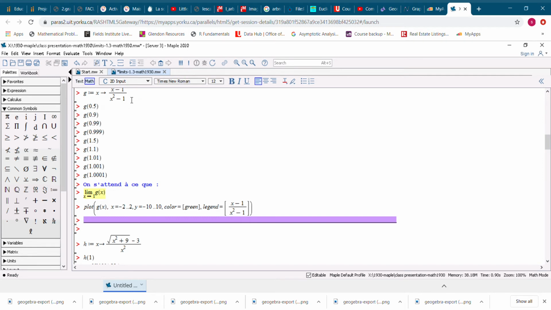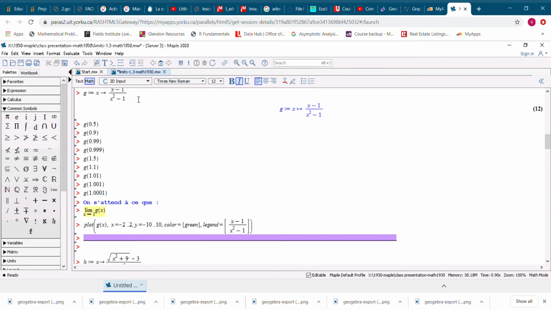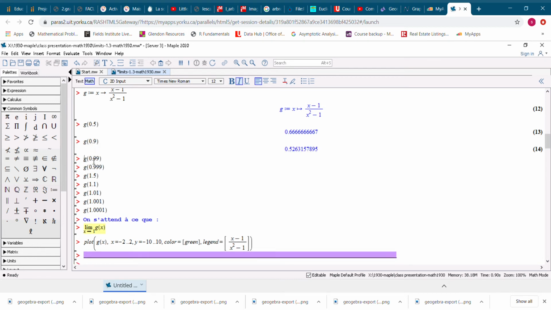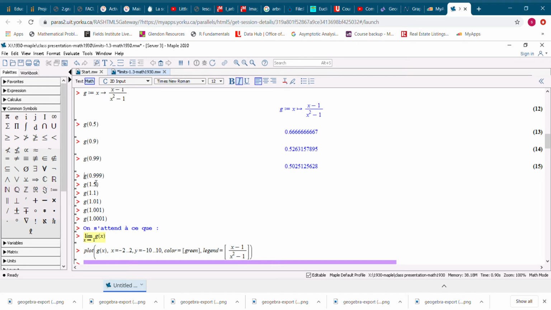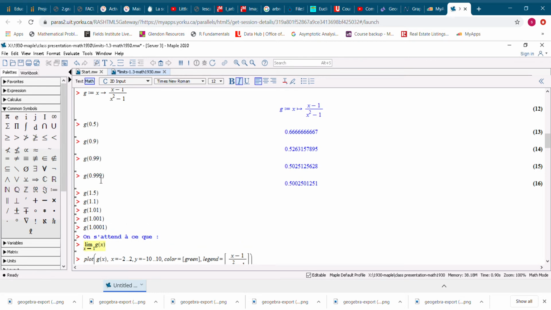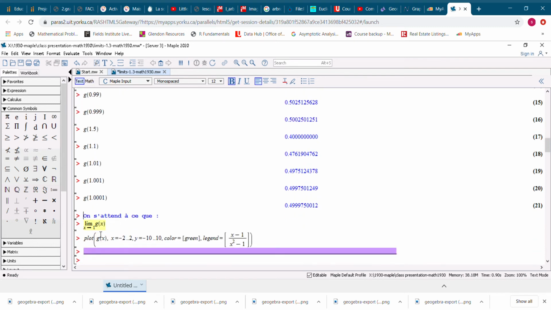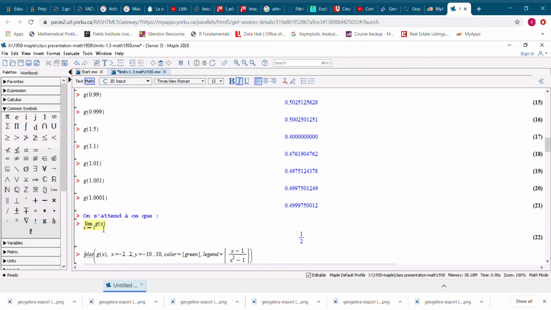So I need to identify and organize my function, activate it. Here is g, then g at 0.5. 0.5 is far from 1, there is a half unit difference, which is important. But these values are close to 1, and we see that g(x) is close to a half when x is close to 1. It seems this will be our limit. So let's make the conjecture that the limit will be a half, which is true.